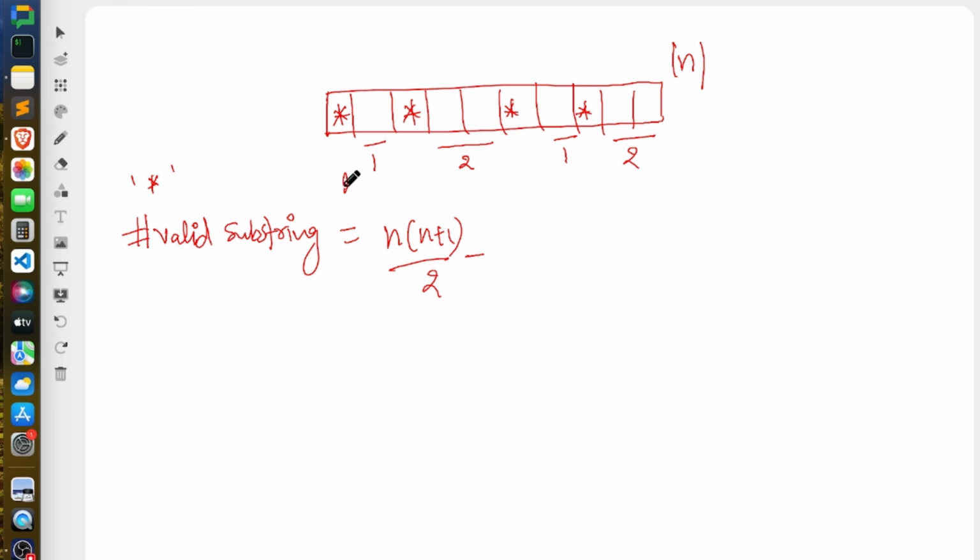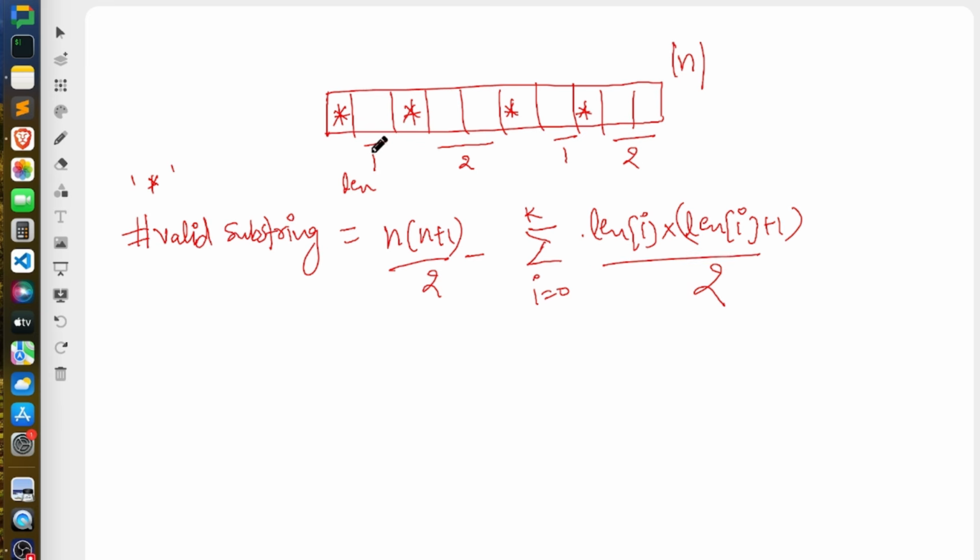Minus the number of subarrays possible for each such segment. Let's say the length is len, minus the summation of i from 0 to k, where k is the number of contiguous subarrays which don't have any star, of len of i into len of i plus 1 divided by 2. So in this case it's 1 into 2 divided by 2, which is 1, plus 2 into 3 divided by 2, which is 3, plus 1, plus 3.